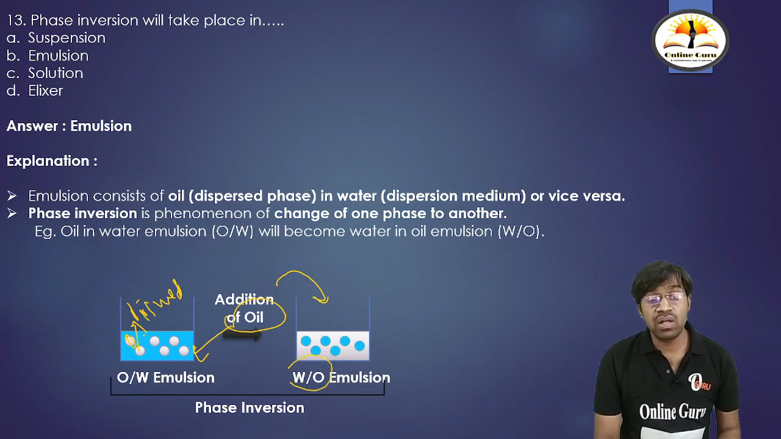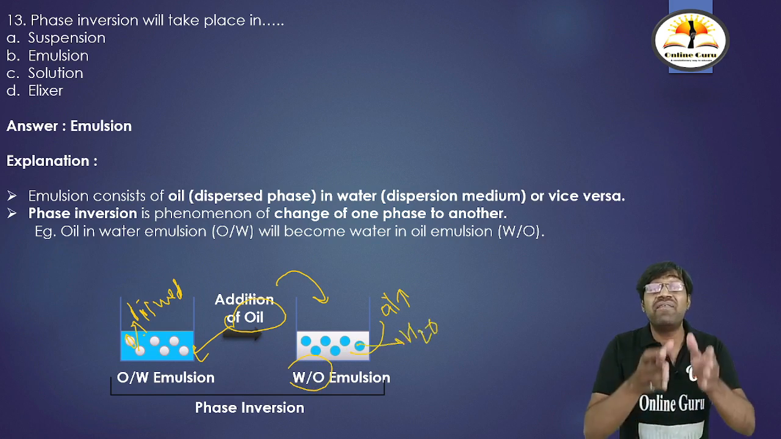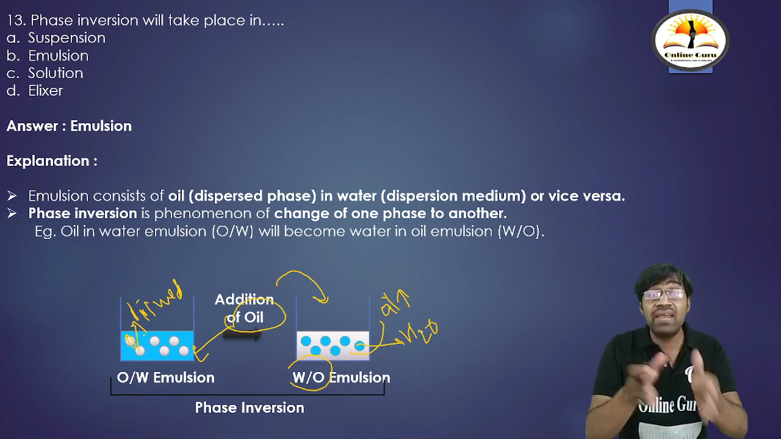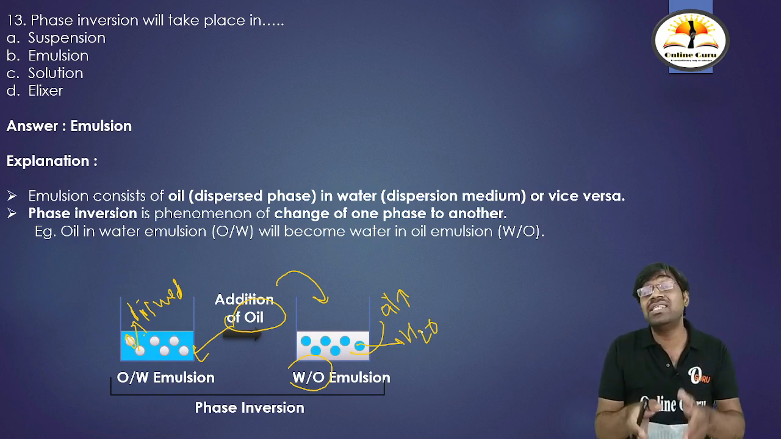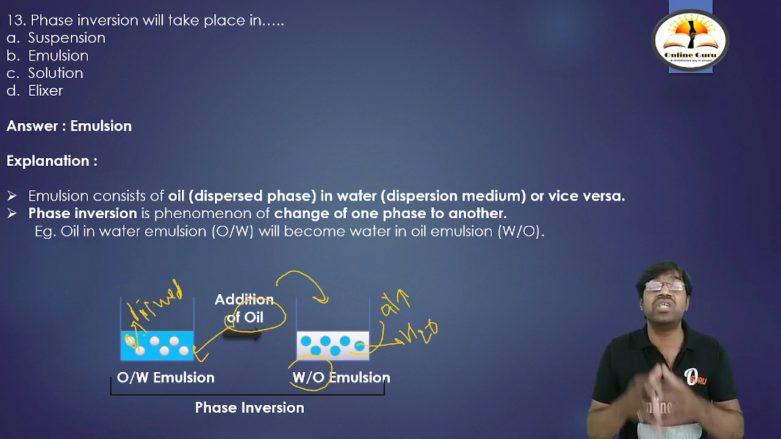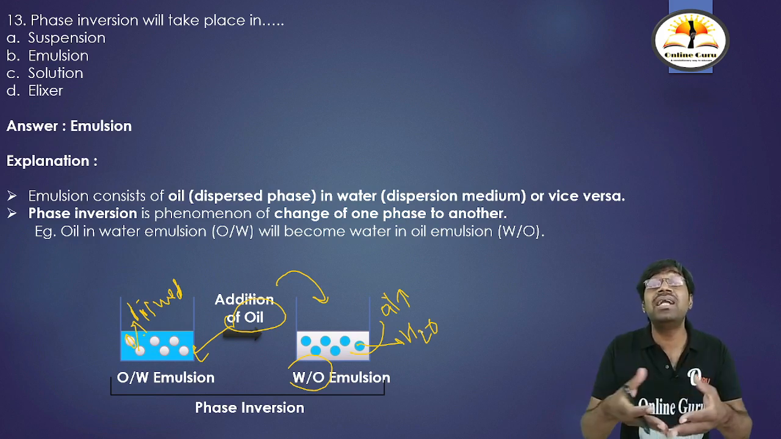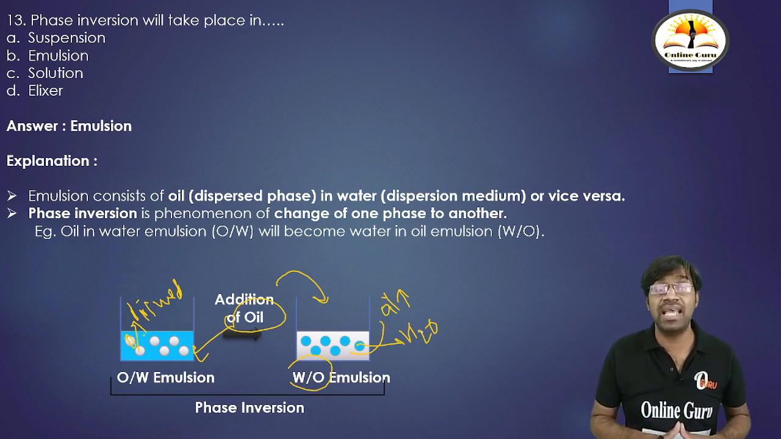Means the actual concentration of the oil is going to get increased as compared to that of water. Hence, there is a phase transition, or phase conversion, or phase inversion from oil in water emulsion to water in oil emulsion when there is addition of the dispersed phase, that is oil in this case.